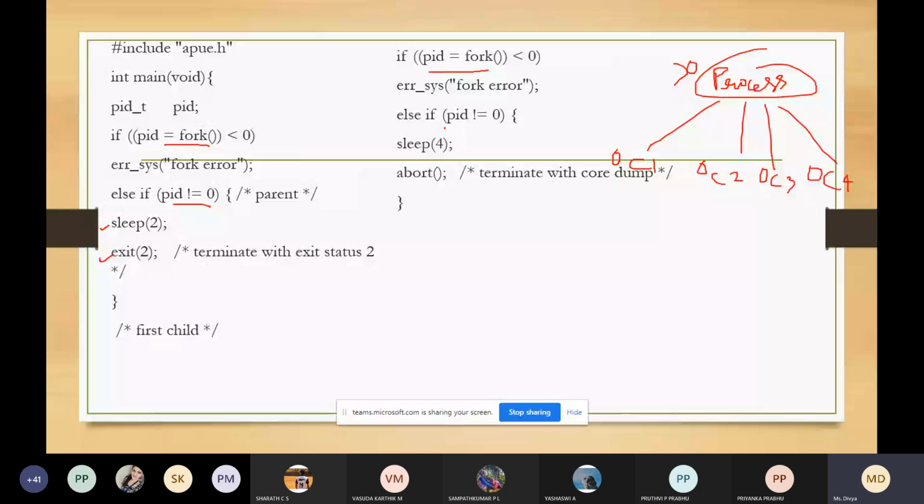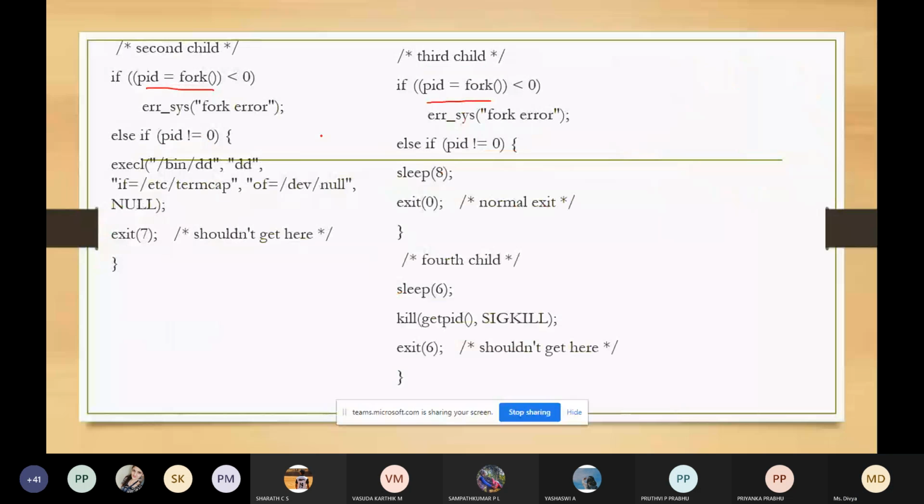Again the parent is executing sleep and abort function. Similarly here also, PID not equal to 0 is executing EXE and exit 7. And the last one, again PID is not equal to 0, we are executing sleep 8 and exit function.